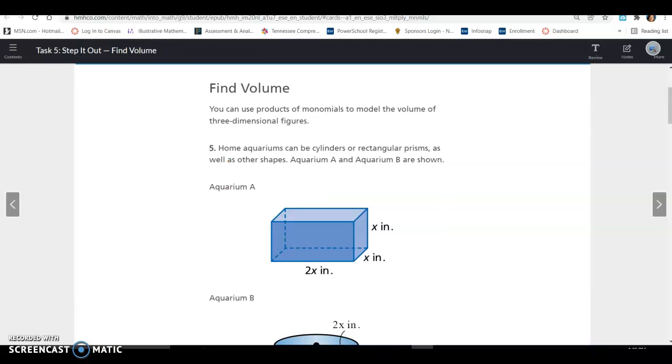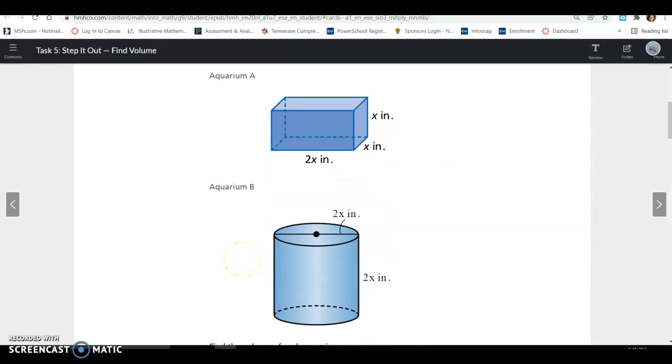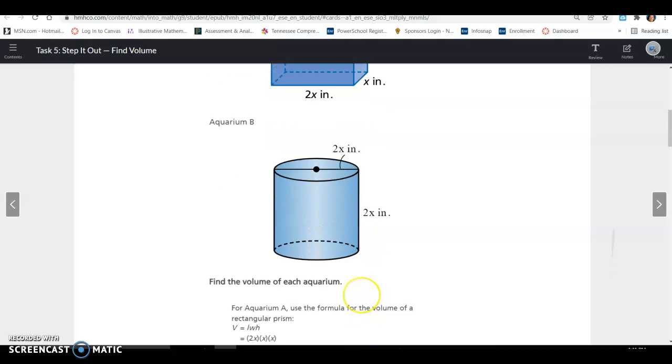Lesson 15.1, task 5. Find the volume. You can use products of monomials to model the volume of three-dimensional figures. Home aquariums can be cylinders or rectangular prisms, as well as other shapes. Aquarium A and Aquarium B are shown. Aquarium A has a length times a width times a height. So we've got 2x, x, and x, all in inches. Aquarium B has a diameter of 2x, which means the radius would be x, and it has a height of 2x as well.